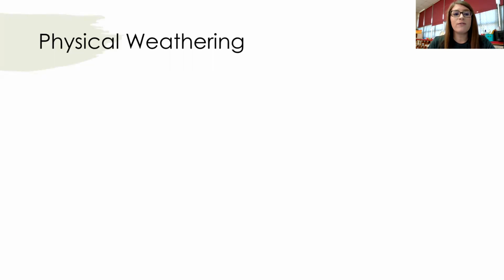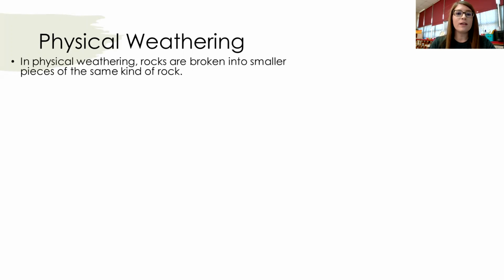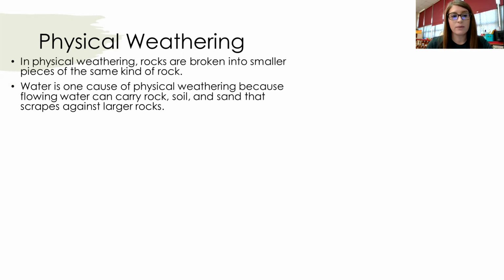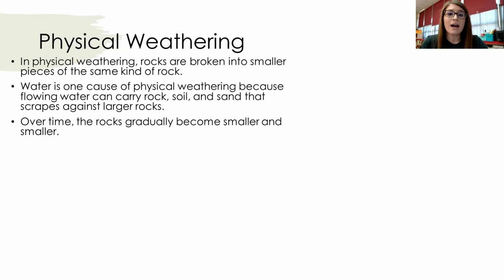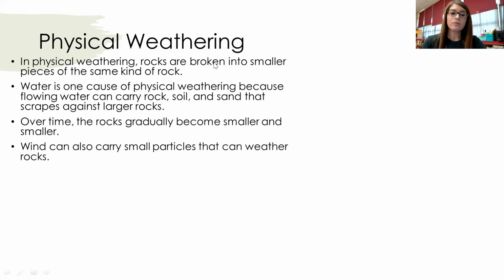All right, let's look at physical weathering. So in physical weathering, rocks are broken into smaller pieces of the same kind of rock. Water is one cause of physical weathering because flowing water can carry more rocks, more soil, and more sand that scrapes against the larger rocks. Over time, those larger rocks gradually become smaller and smaller because they have been repeatedly scraped against by the rocks or soil or sand that water carries.